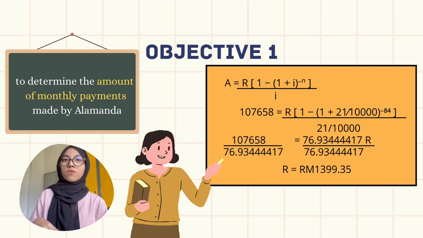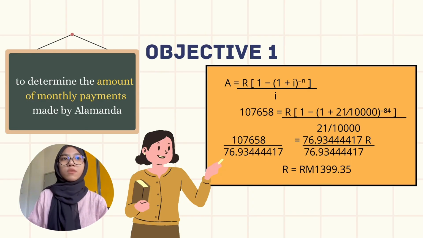The questions that I will discuss with you are Objective 1 and Objective 2. For Objective 1, to determine the amount of monthly payments made by Alamanda, we need to calculate R. To calculate R, we use the formula A equals R bracket 1 minus bracket 1 plus i bracket negative power n bracket over i. So, A is 107,658 equals R bracket 1 minus bracket 1 plus 21 over 10,000 bracket negative power 84 bracket over 21 over 10,000.